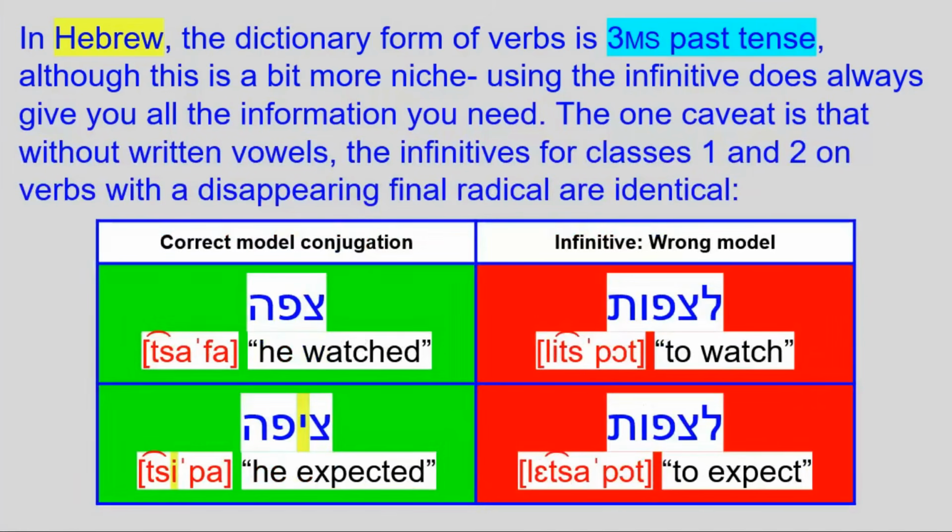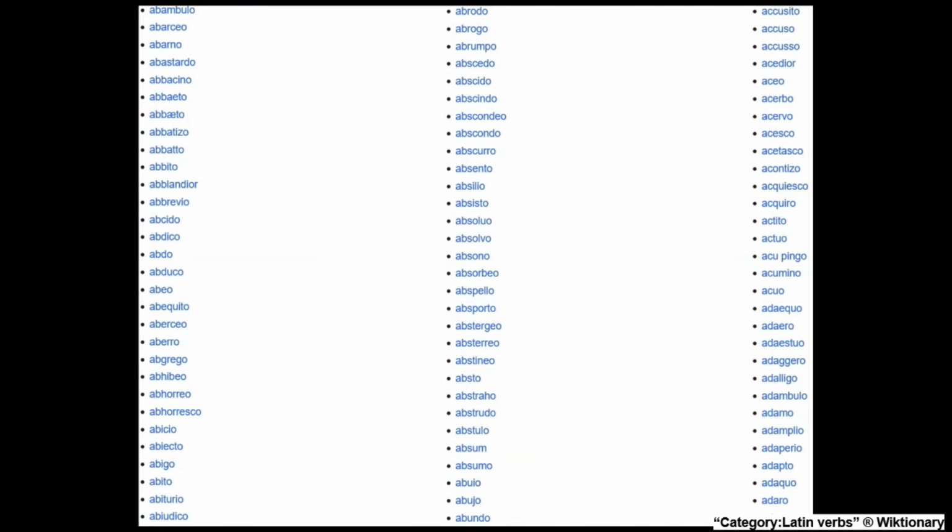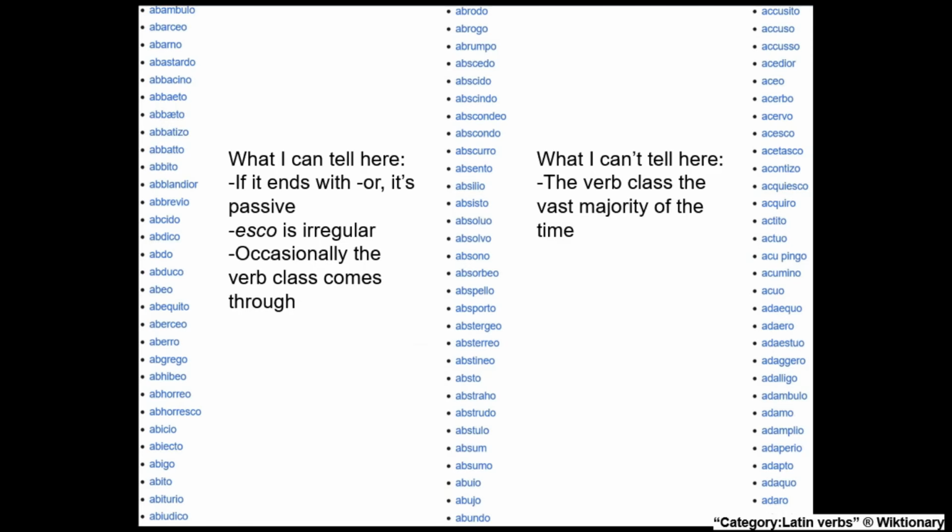Meanwhile, Hebrew and Arabic both use the third-person masculine singular past tense form because you can determine any other verb conjugation off of that form, although Arabic does need to add the gemination mark to differentiate class 2 from class 1. So then tell me, why does classical Latin use the first-person singular active present tense form as the model for its verbs when that form looks identical across most verb classes? Almost all of them end in long o. That tells me nothing about what the rest of the conjugations look like.